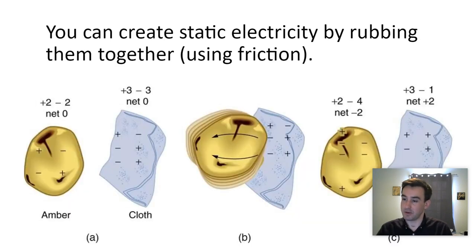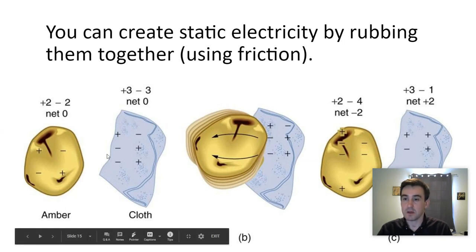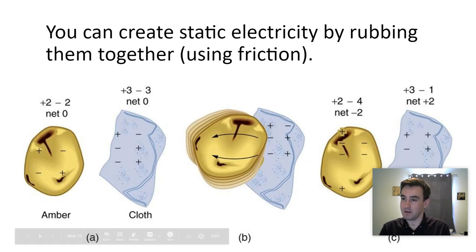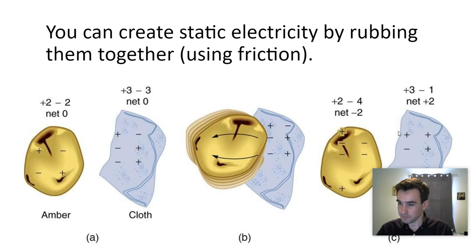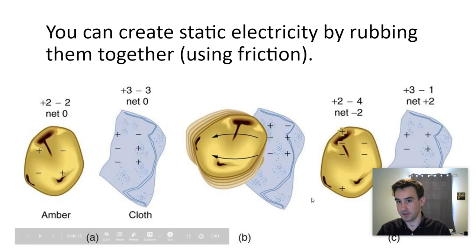Here's another example using real-world materials. This is straight from your textbook. It's a piece of amber being rubbed against a piece of cloth. They start out being neutrally charged, both of them, in the beginning, A. Then B, they get rubbed together, force of friction going on. And then at the end, the amber gains electrons and becomes negatively charged, and the cloth loses electrons and becomes positively charged.